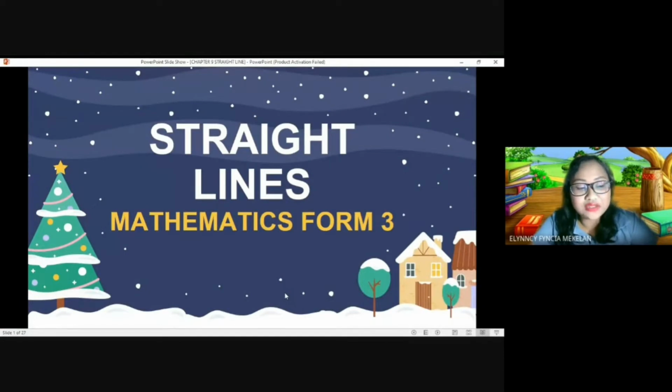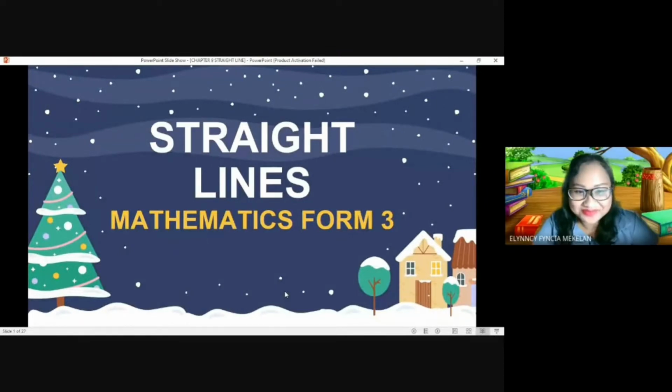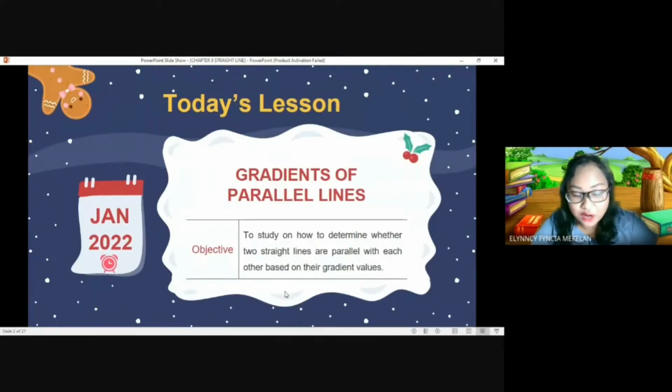Are you all ready to learn the topic of straight line? Yes. Ready. Okay, good. Please take note class, our today lessons only focus on a subtopic of gradients of parallel lines. Hence, the objective for today's lesson is to study on how to determine whether two straight lines are parallel with each other based on their gradient value.